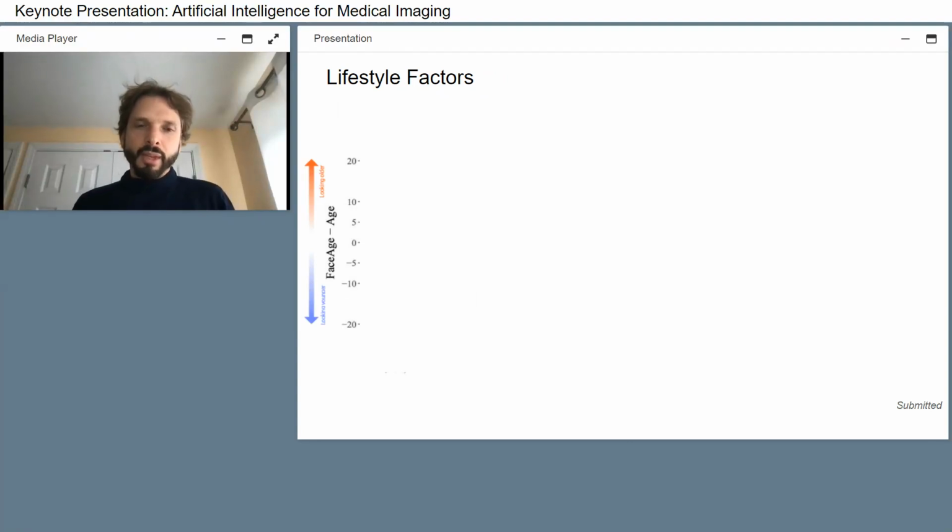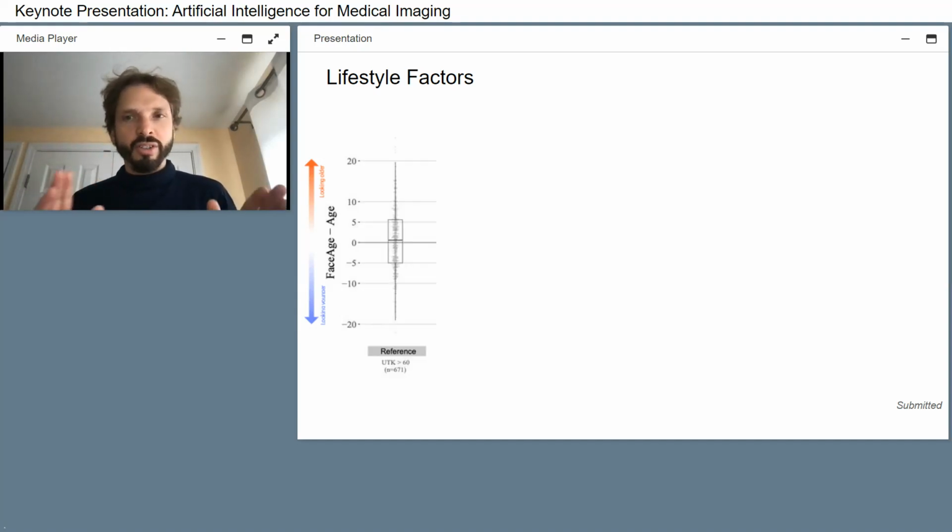First, focusing on the lifestyle factors, which I think is a very interesting result. What you can see here is your face age minus age. If the value is positive, then you look older, but if it's negative, you look younger. Then we went to a reference population, and these are considered healthy individuals that have no symptoms and are considered healthy.